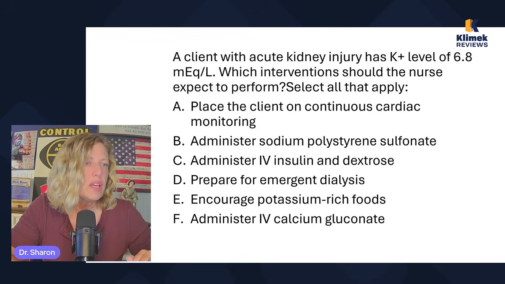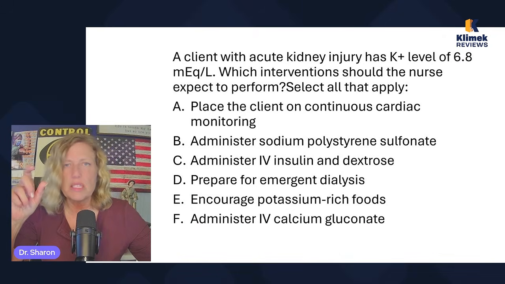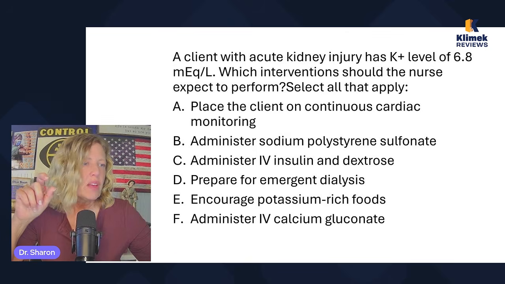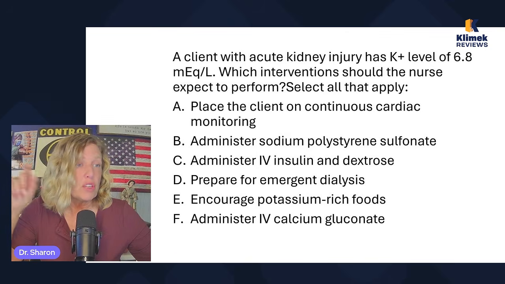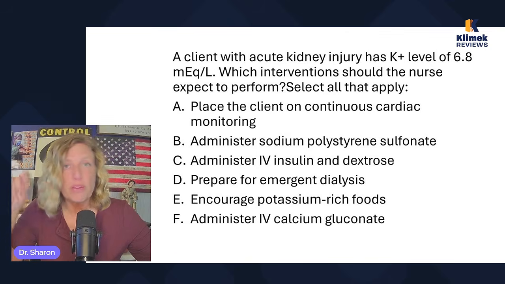A client with acute kidney injury has a potassium level of 6.8. Which intervention should the nurse expect to perform? Select all that apply. So the potassium level is high. If this were on the NCLEX, they'd give you a range, because that's what they're doing now on the NCLEX. So the range would be 3.5 to 5. So if they're hyperkalemic, which intervention should the nurse expect to perform for hyperkalemia?